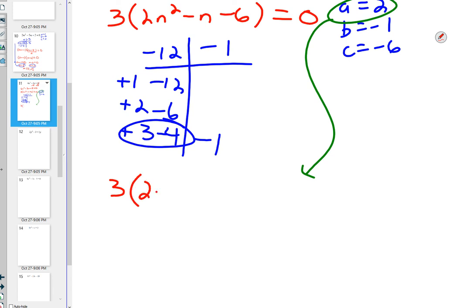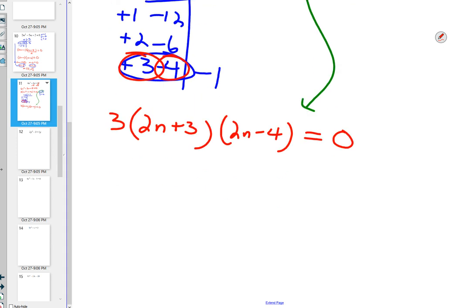But I will write 2n plus 3 came from here, and then 2n minus 4, the minus 4 came from there, and then we're still equal to 0. But this is just temporary. You have to go check in the parentheses and see if I can reduce them. Can I reduce 2n plus 3? No. Can I reduce 2n minus 4? Yeah, by 2. So I have 3, 2n plus 3, and n minus 2.